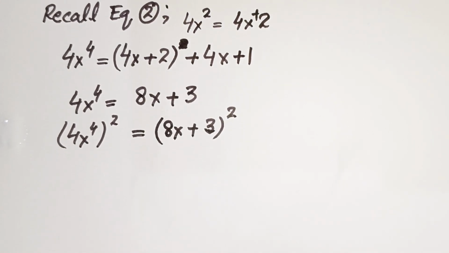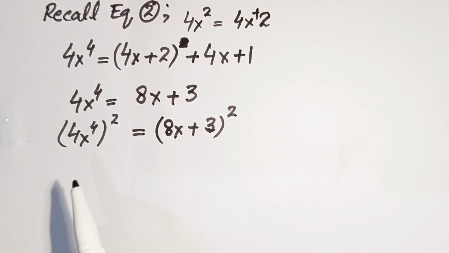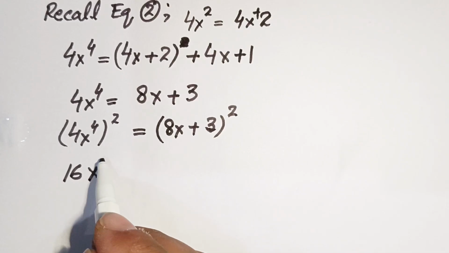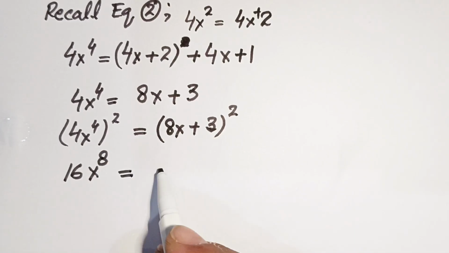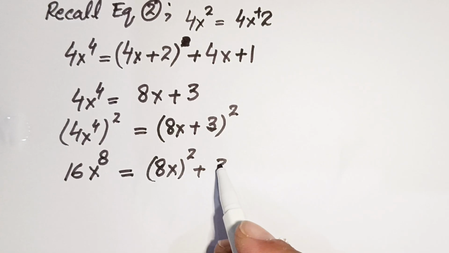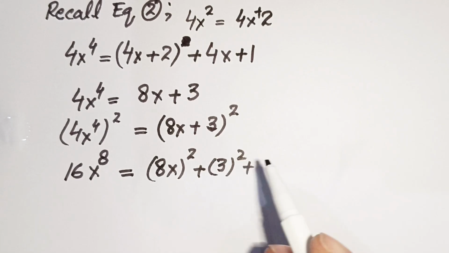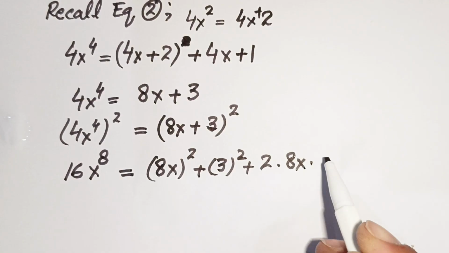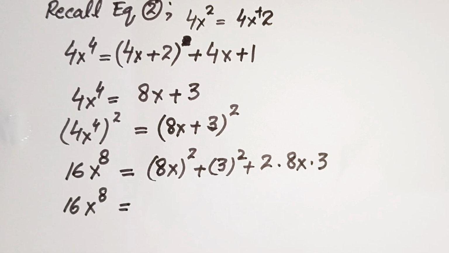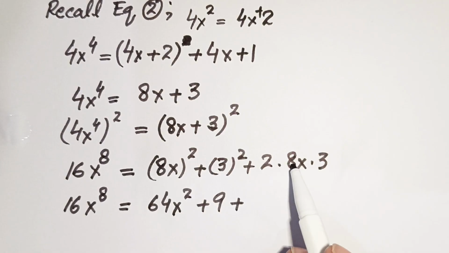Now 4x⁴ whole squared: 4 squared is 16, and (x⁴) squared is x to the power 8, so that is equal to (8x) whole squared. Using again the same algebraic identity, (a + b) whole squared, we just expand it: we have 3 squared plus 2 times 8x times 3. Now 16x to the power 8 is equal to 64x² plus 9, and plus here we have 8 times 2 is 16, times 3 is 48x.